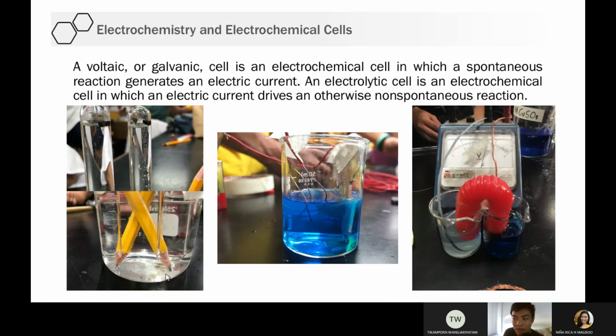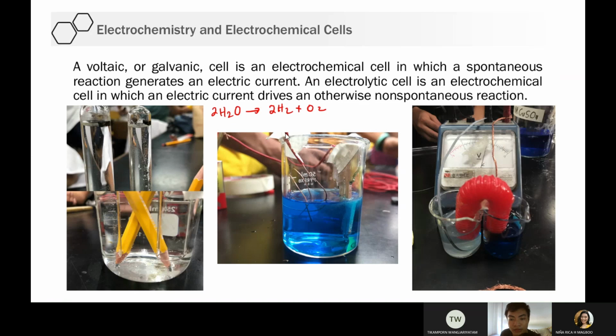We connected the pencils to a battery, and then a reaction happened. Water actually broke down into two components. The reaction that happened on the left side is the electrolysis of water to produce hydrogen gas and oxygen gas. In one electrode, the hydrogen gas will form. On the other electrode, the oxygen gas will form.